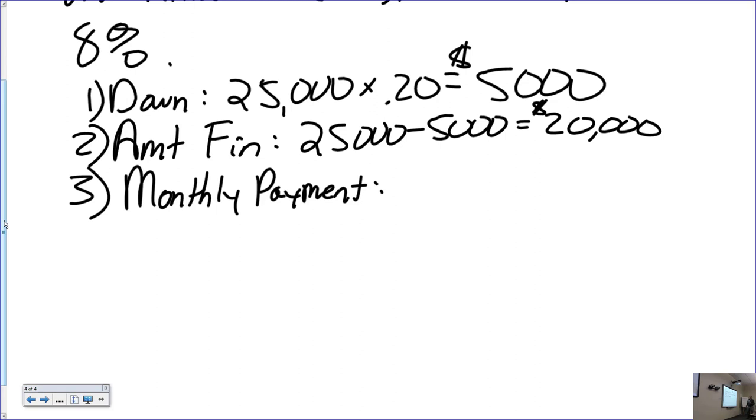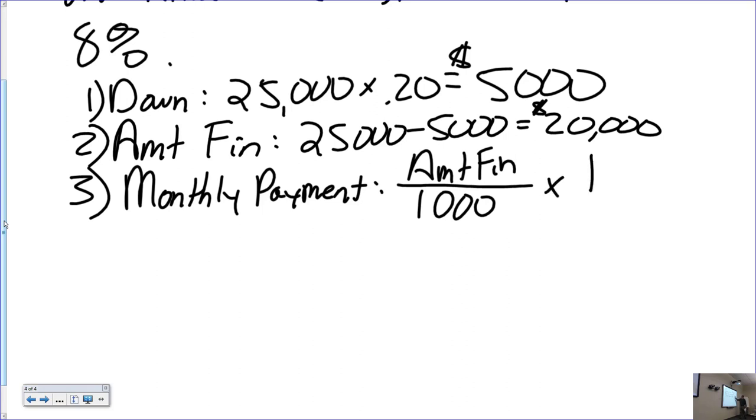The idea here, folks, is that you use this monthly payment table exactly the way the title says. It says monthly payment per $1,000 to pay principal and interest. We are going to pay principal and interest because we're paying 8%. So what you're going to do is take the amount financed. Note, it's per $1,000, so what am I going to do? Divide by $1,000, and then you multiply by the table entry.